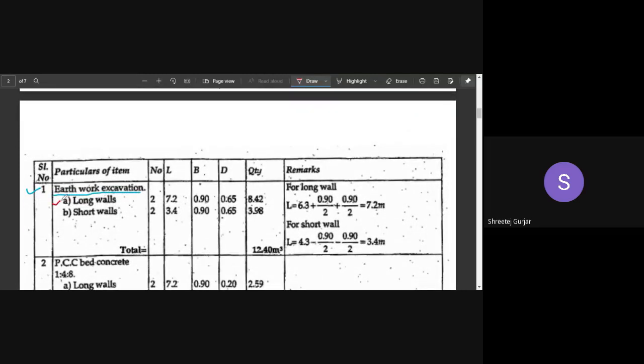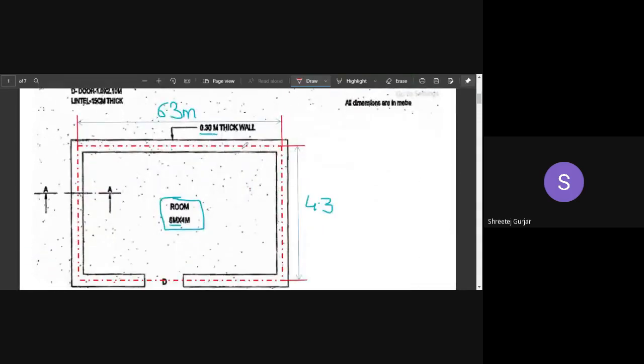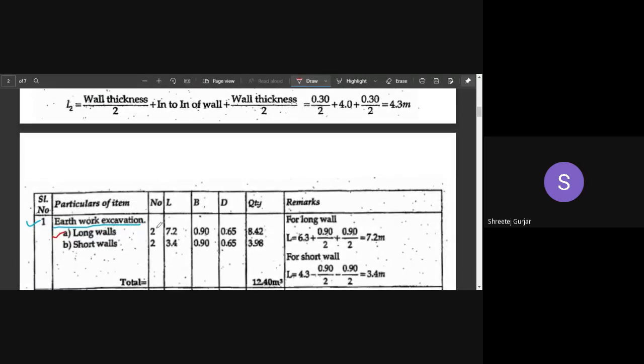First thing, long wall. How many long walls? Two. This is one, and this is one. I have drawn it in the previous thing. Two long walls, right? Two long walls, two short walls.